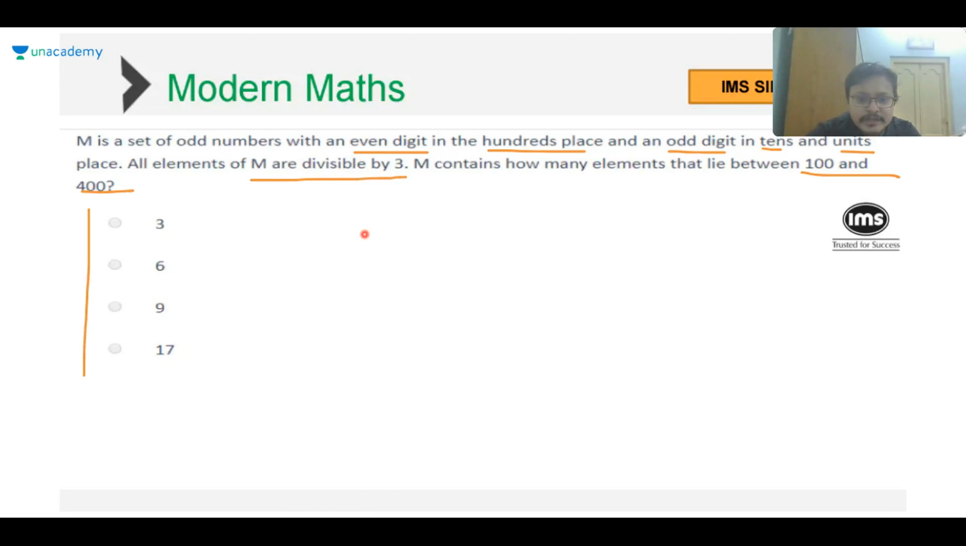Okay, so Ronak is saying the first thing: the hundreds digit is going to be 2. Why? Because between 100 and 400 it means either 1, 2, or 3, and it says even digit in the hundreds place. So one thing is for certain, the hundreds digit is 2. Okay. Next, what do we do?